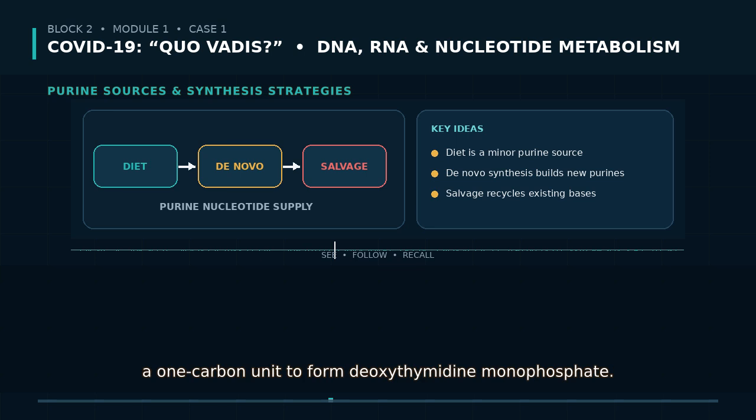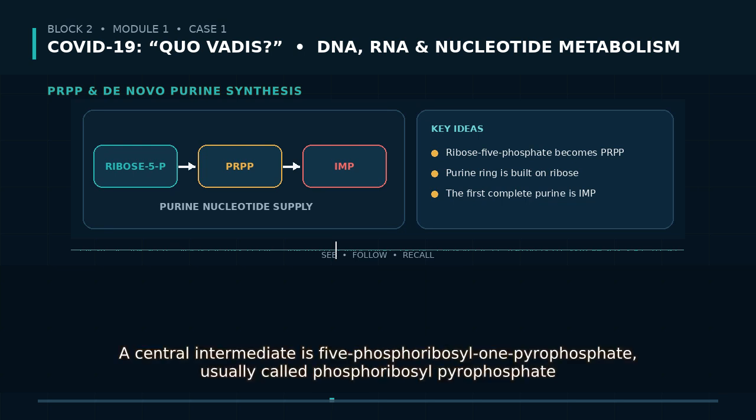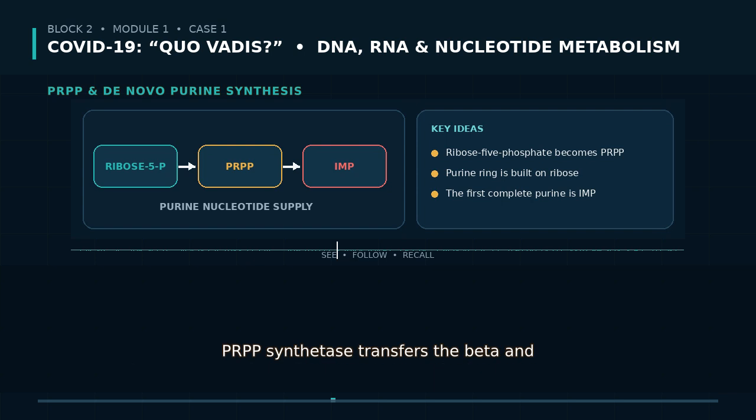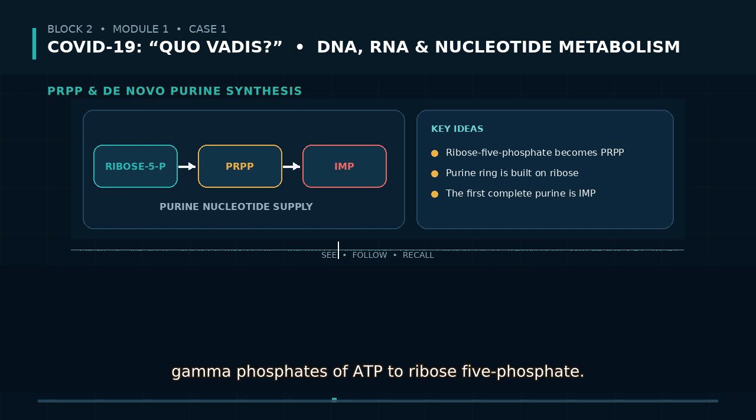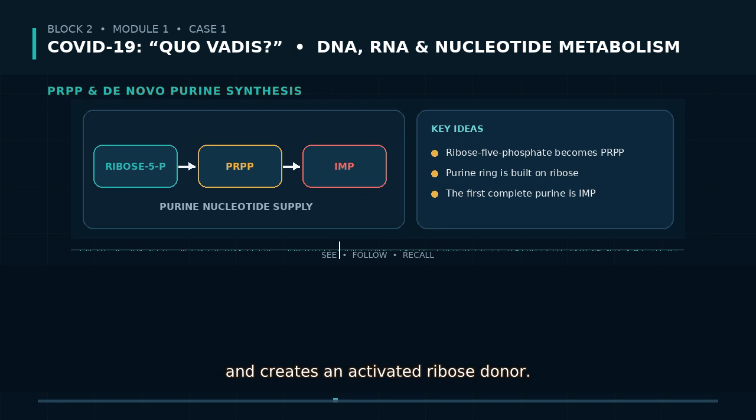A phrase in the notes refers to TPP synthesis, but the intended concept is most likely thymidylate, or dTMP, synthesis rather than thiamine pyrophosphate synthesis. The pathway can be divided into 3 large stages. First, ribose 5-phosphate becomes PRPP. Second, PRPP is converted through multiple reactions into inosine monophosphate, or IMP. Third, IMP branches toward either adenosine monophosphate, or AMP, or guanosine monophosphate, or GMP.